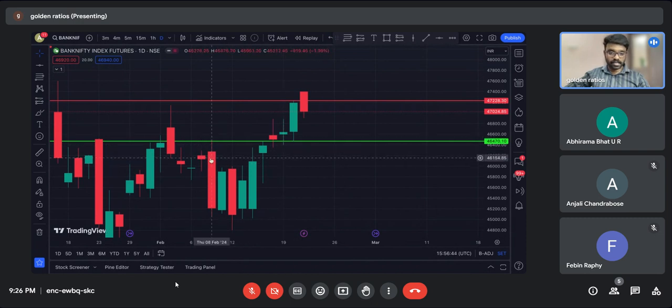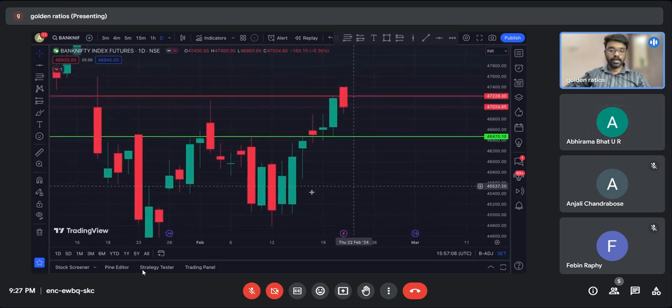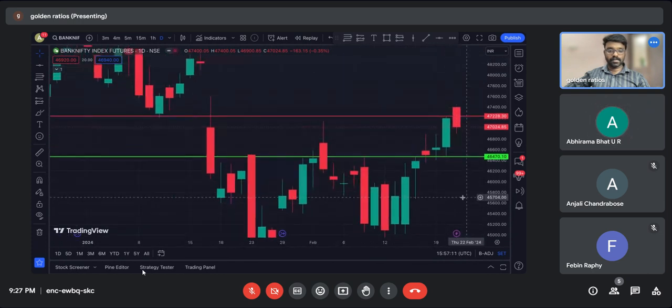I told it is a resistance, right? But here we have taken it as a support. Why, ma'am? Because you can see that on 16th February, a red candle closed above the green line. That resistance was broken on 16th February, and that resistance has become support. Understood, no, ma'am? Okay.